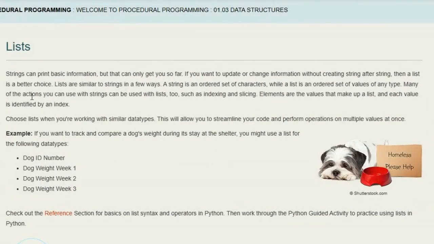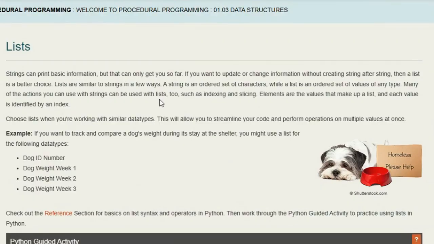Lists. Now, strings can print basic information, but they can only get you so far. So if you want to update or change that information without creating a new string after string after string, then a list is a better choice. Lists are similar to strings in a few ways. Like a string is an ordered set of characters, which often make a word, while a list is an ordered set of values of any type.